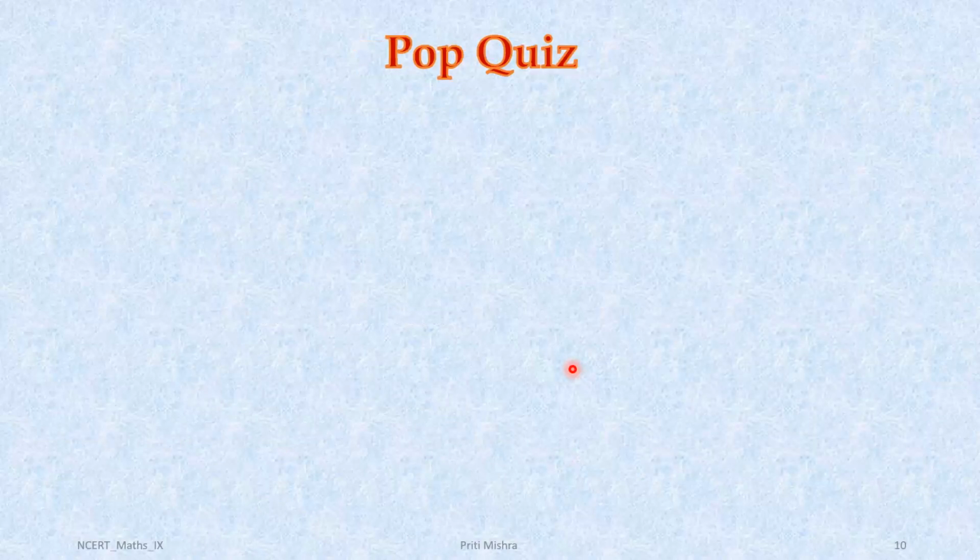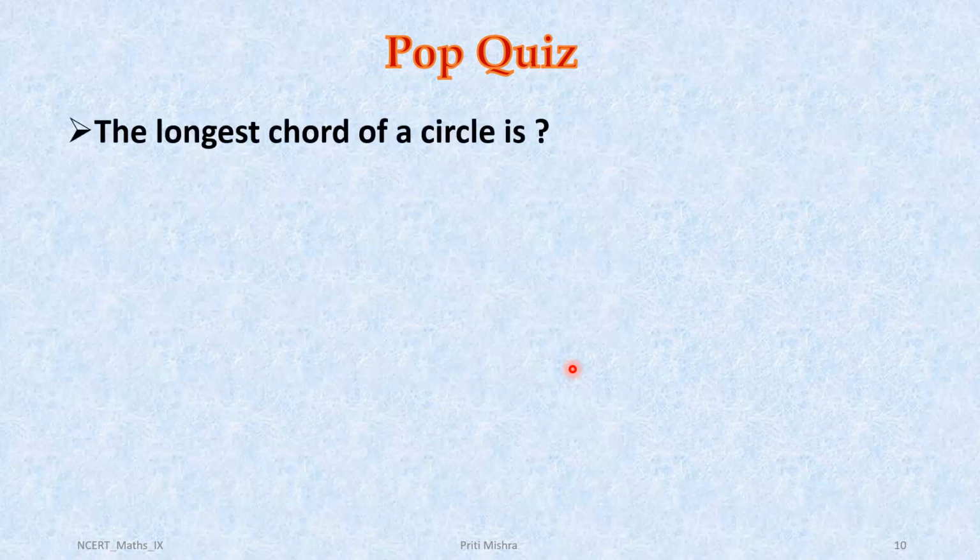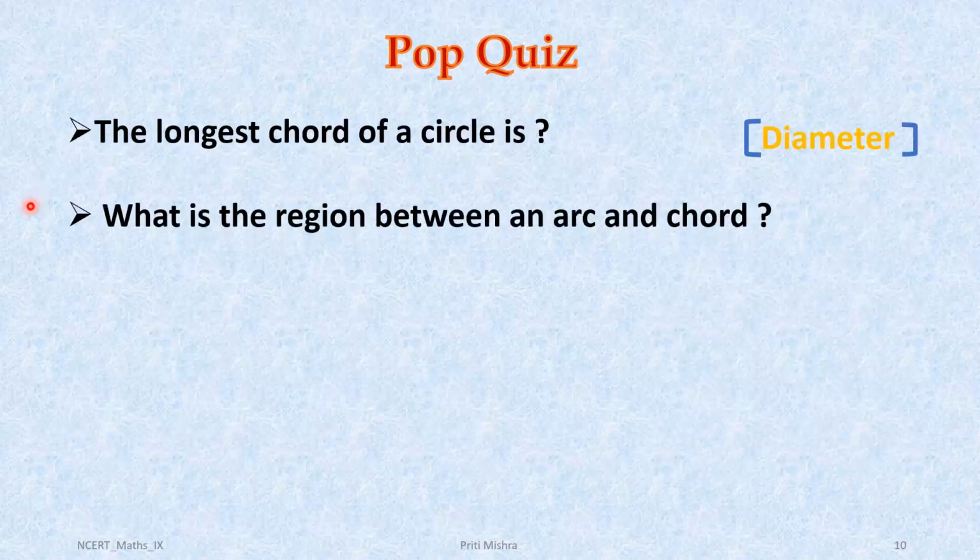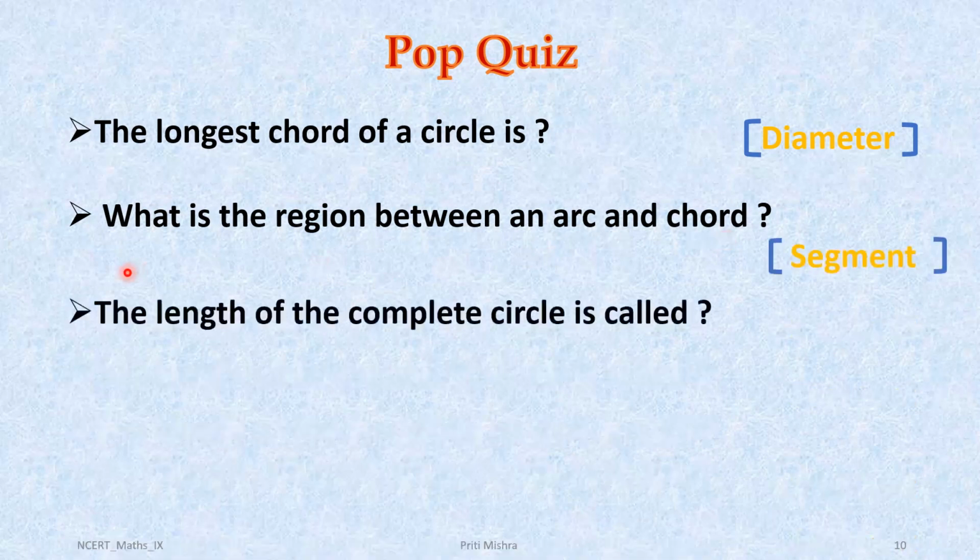Now let's start pop quiz. So our first question is: the longest chord of a circle is? Yes, I know you know it very well. Answer is diameter. Next question, what is the region between an arc and chord? Answer is segment. You know well now.